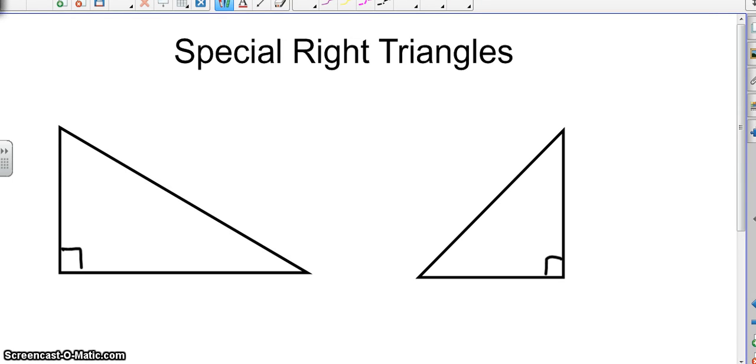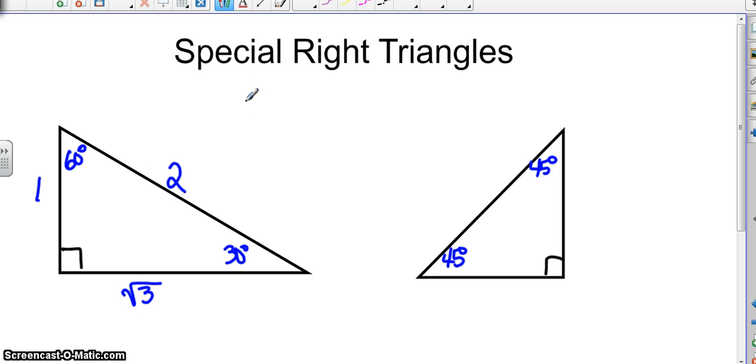Now I'd like to remind you of two special right triangles that you learned about in geometry. One is the 30, 60, 90, and the other is the 45, 45 right triangle. Now, the special ratios that you learned back in geometry were that the short side is 1, your longer leg is the square root of 3, and the hypotenuse is 2.